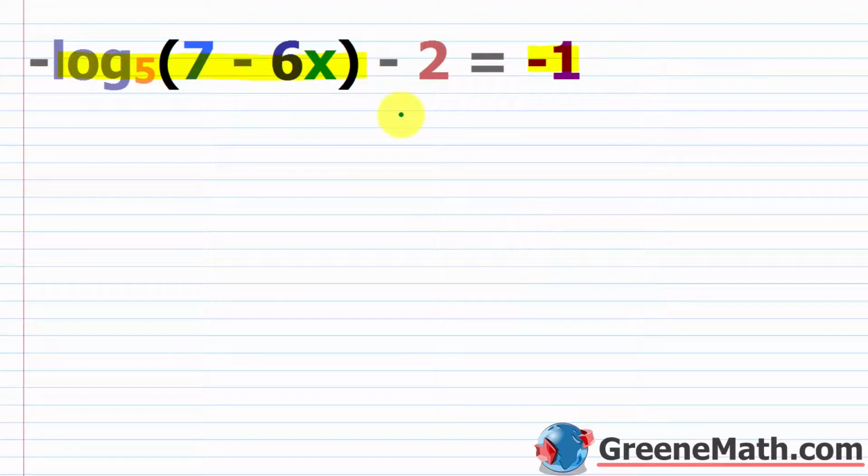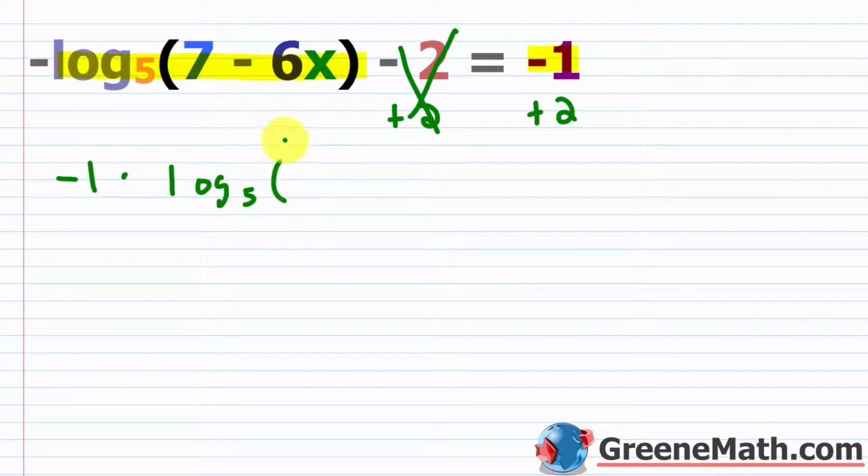Well, what I want to do is add 2 to both sides of the equation, and this will cancel. That'll leave me with this negative here. I'm just going to write that as -1 times log base 5 of 7 minus 6x, and this will be equal to -1 plus 2, which is +1. From here it's pretty simple because we just have the -1 that we have to get rid of, because it's multiplying this guy over here.